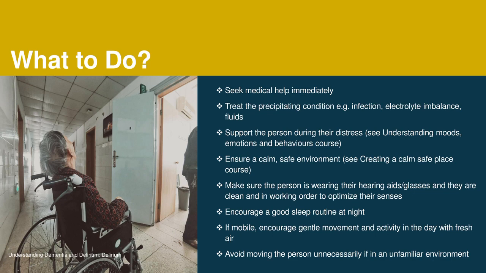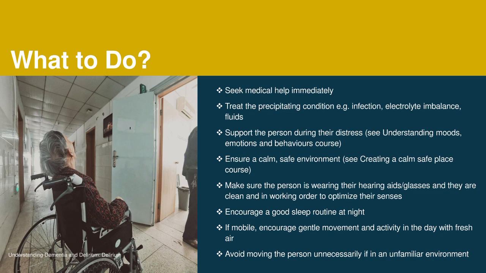We need to ensure a calm, safe environment. So again, we have a module based on this, how to look at our environment and the surroundings and how we can make that a better place for the person. We need to make sure the person is wearing their hearing aids and their glasses and that they're clean and in working order, so that we can optimize how they are sensing the world around them, because that can make people feel very confused if they don't hear properly or they're not seeing properly.